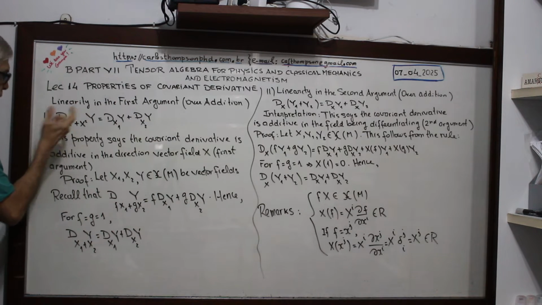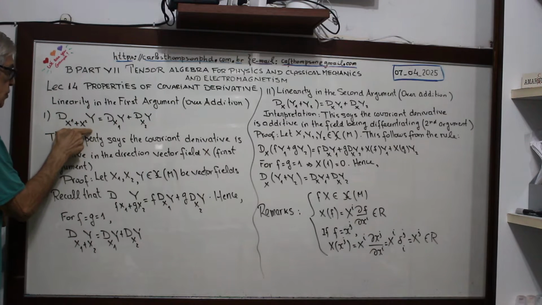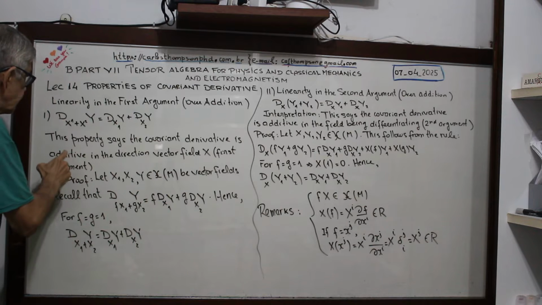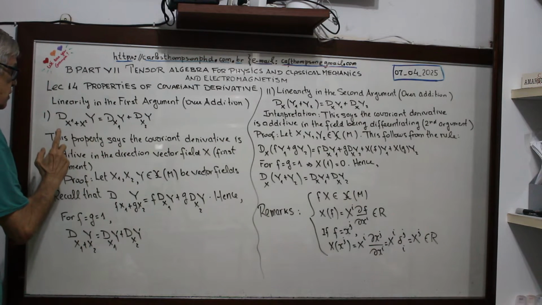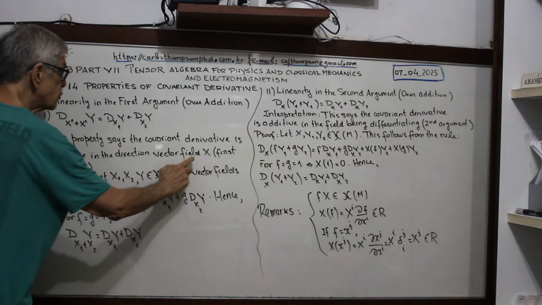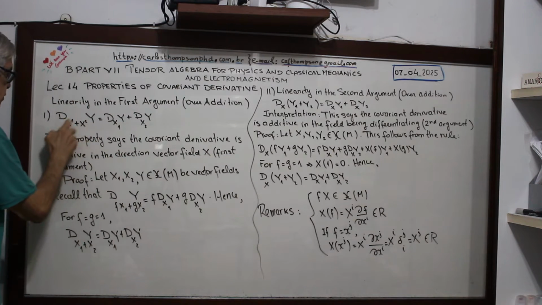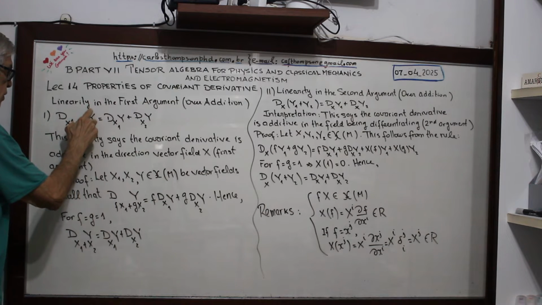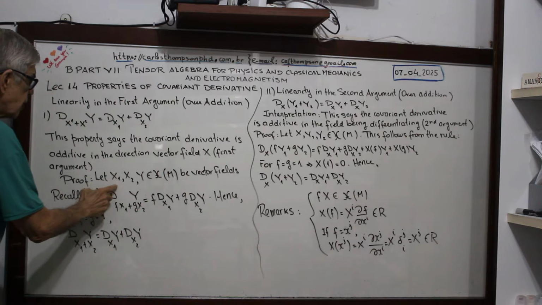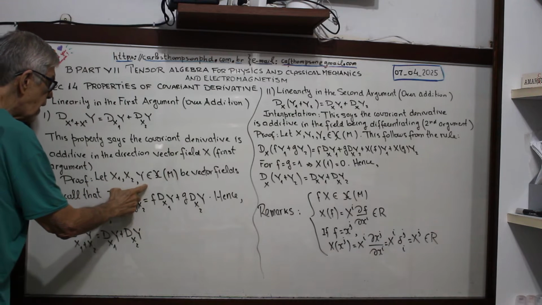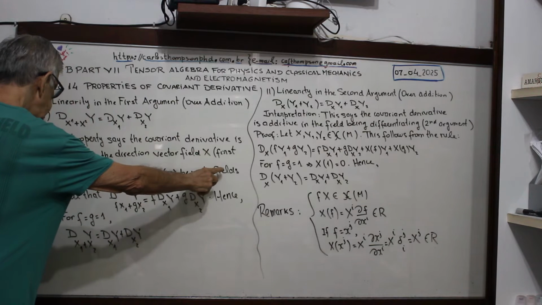In this case, this is this addition over here. So this property says that the covariant derivative is additive in the direction of vector field X. That's the first argument, and that's the second argument. So let's prove it. Let X1, X2, Y belong to chi of M, be vector fields.